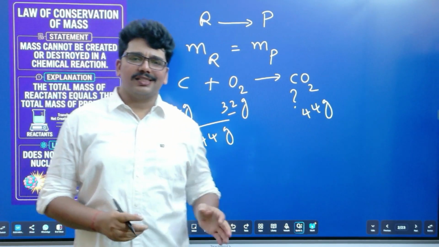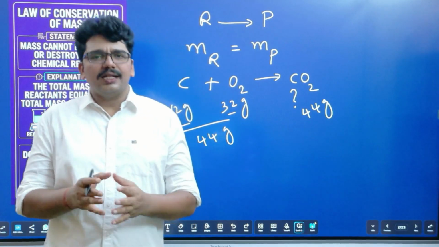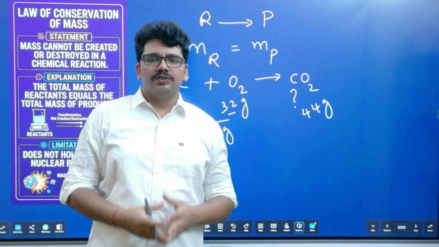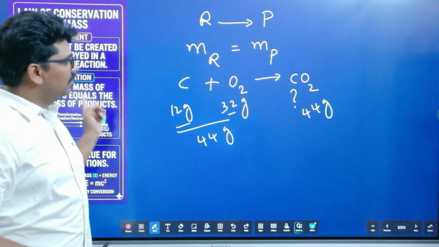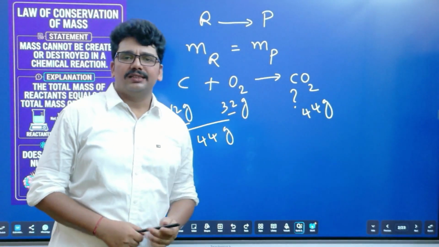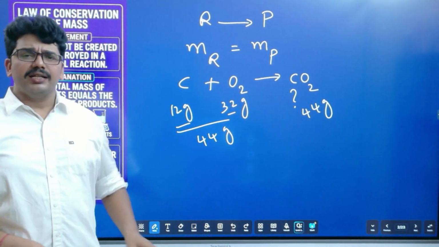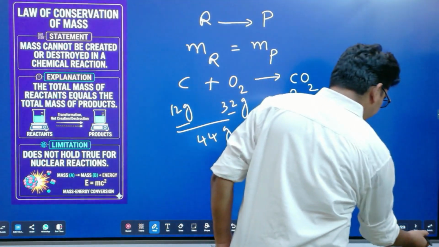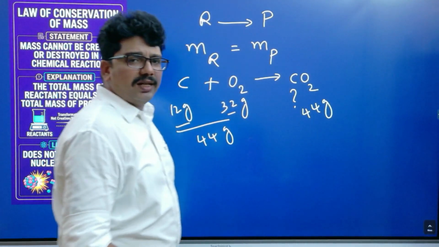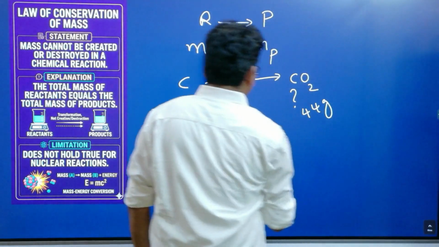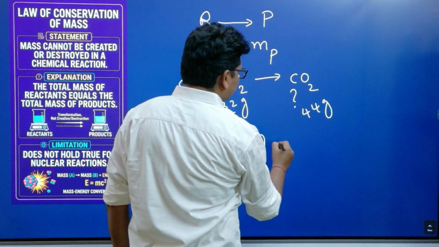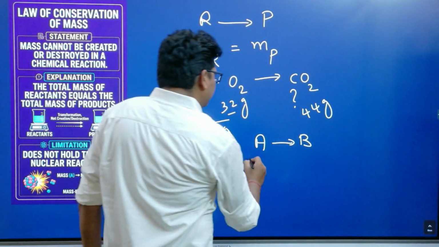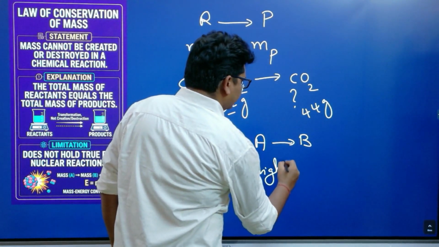Right? In nuclear reaction, some amount of mass is lost. That mass is converted into energy. So law of conservation of mass is not applicable for nuclear reactions. It is applicable only for chemical reactions. Even in chemical reactions, for example, take A gives rise to B. Assume this is highly exothermic reaction.